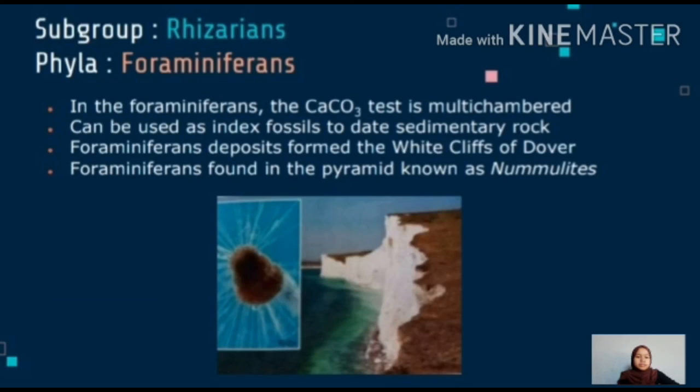Now we look at foraminiferans. In the foraminiferan, the calcium carbonate test is multi-chambered. The pseudopods extend through openings in the test, which is covered by the plasma membrane. Foraminiferans can be used as index fossils to date sedimentary rock. For example, foraminiferan deposits form the White Cliffs of Dover. The second example is the foraminiferan found in the pyramids, known as nummulites.